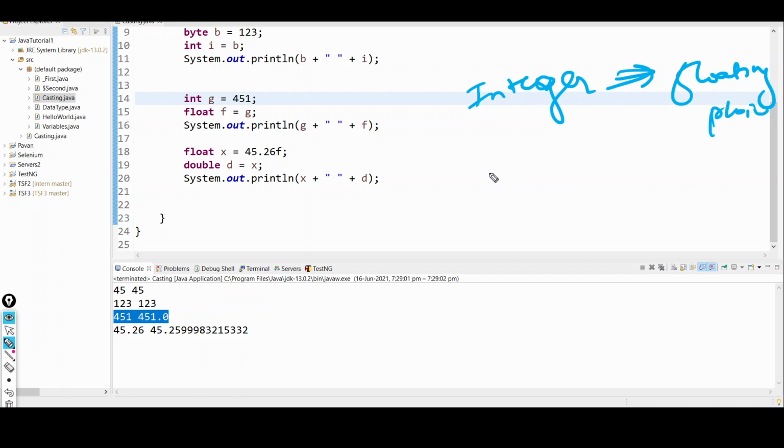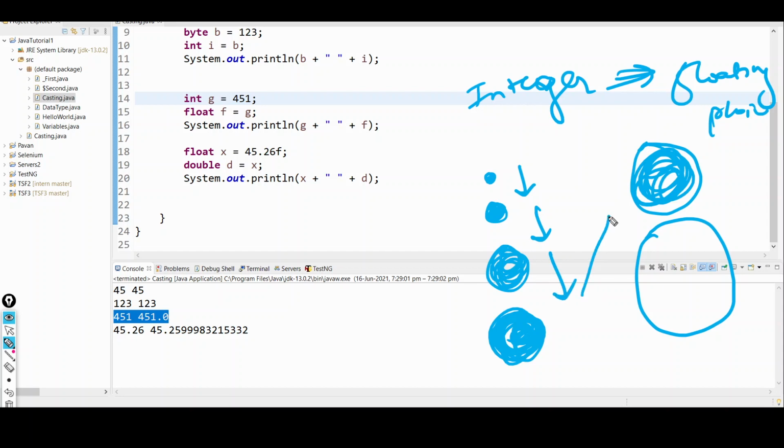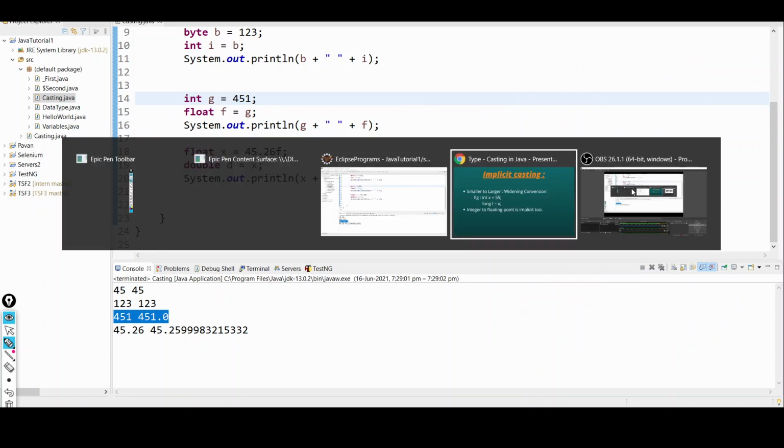So let's discuss the size. Byte is 1 byte, short 2 byte, int 4 byte, long much greater than this, 8 byte. Now float is again this one, and the double is the greatest among them. So it will be like byte to short, short to int, int to long, and long to float, and float to double, right? So let's see the chart for this.